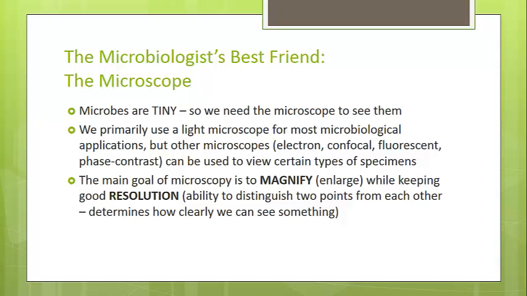Now, the main goal of microscopy is to magnify or enlarge while keeping good resolution. And resolution is the ability to distinguish between 2 points, and that determines how clearly we can see something. So we want to be able to see it clearly, but we also want to be able to see it enlarged. And that's what a microscope does for us.